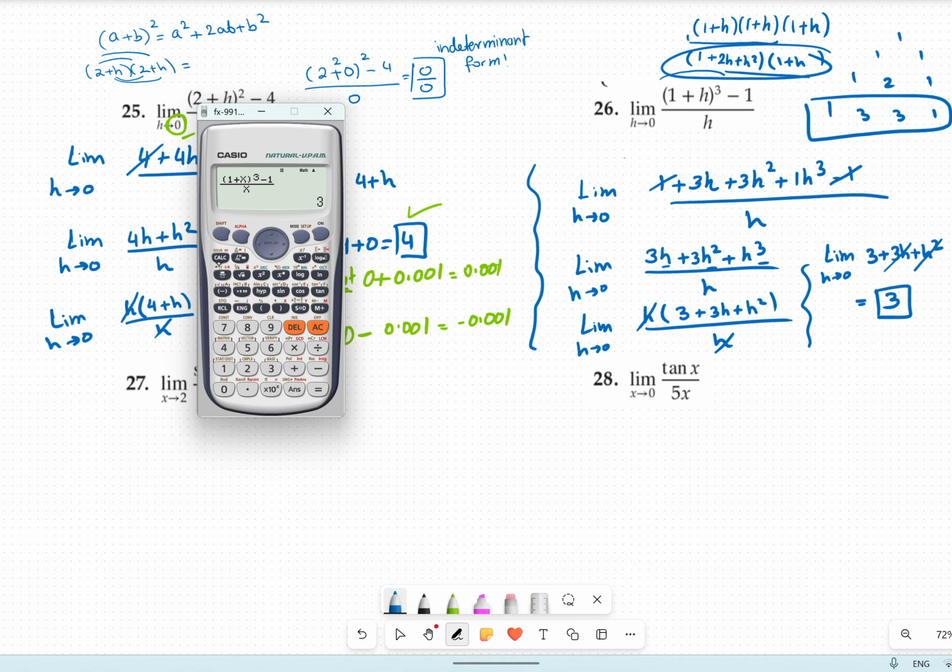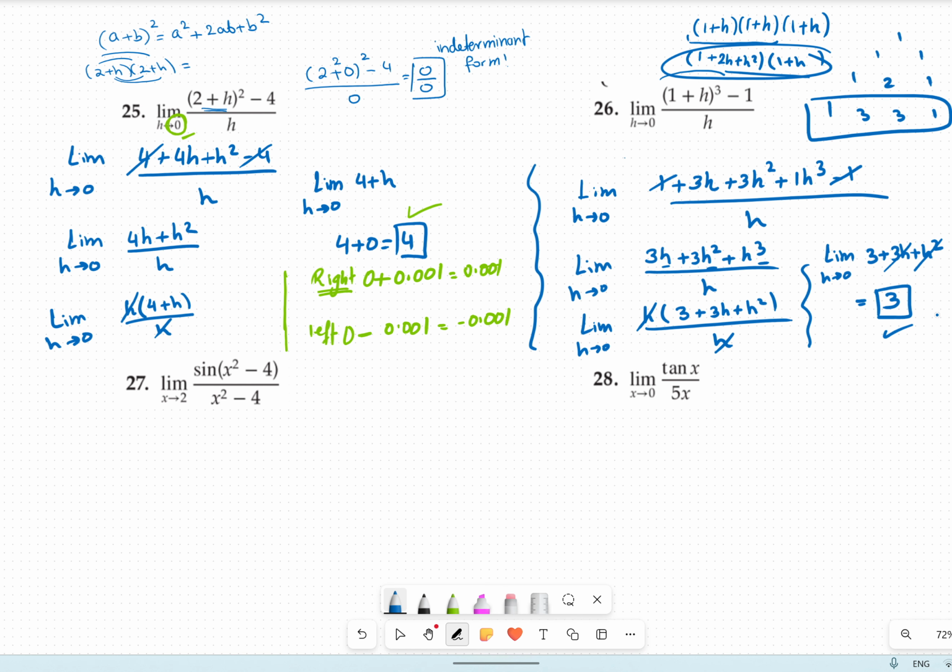Now I will check from the left side. So I will put minus 0.00001 and I got 2.99999, which is almost 3. If I want a more accurate answer, just add more zeros. So now look, the answer is 3. So that's it. This is the answer.